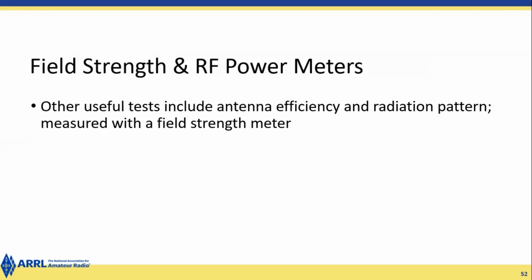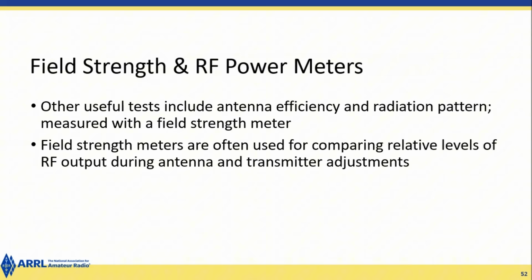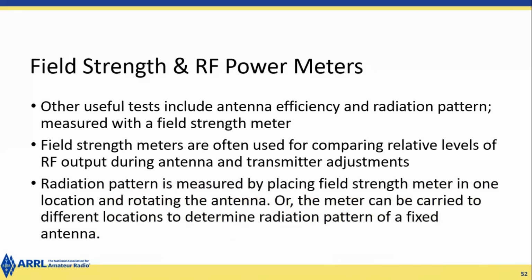Field strength and RF power meters. They're useful. Other useful tests include antenna efficiency and radiation pattern. Those can be measured with the field strength meter. Field strength meters are often used for comparing relative levels of RF output during antenna and transmitter adjustments.